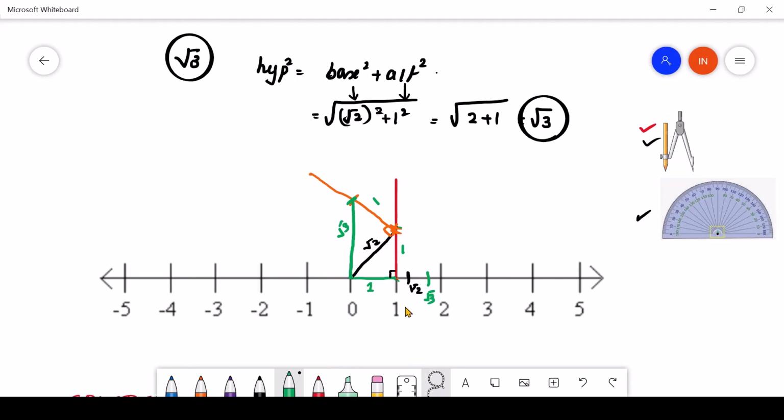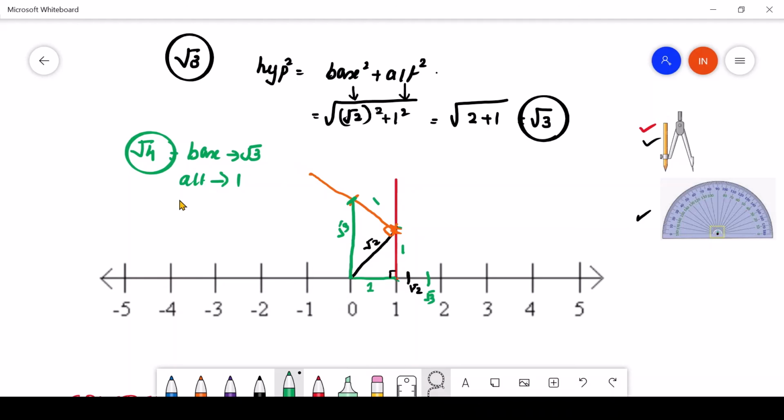Okay, so next for root 4, what you will do? For root 4, you will take which as a base. For root 4, we will take base as this root 3 and altitude as root 1, or we can take it as 1. Root 1 is 1 only, right? Yeah. So this is the procedure you have to follow.